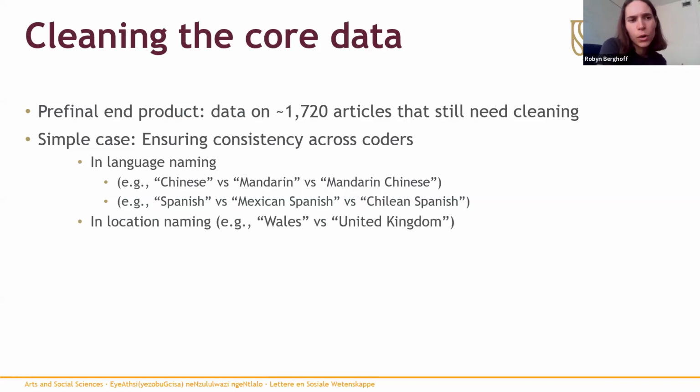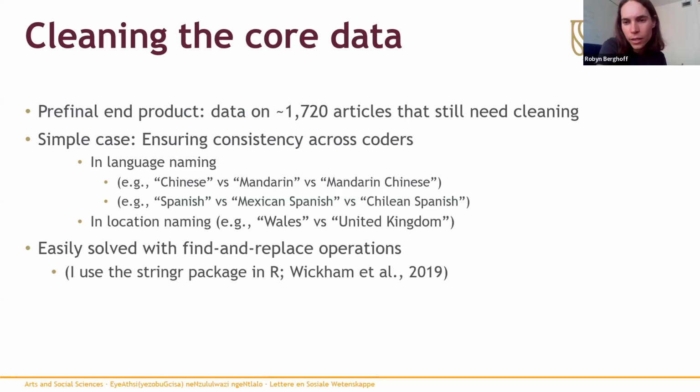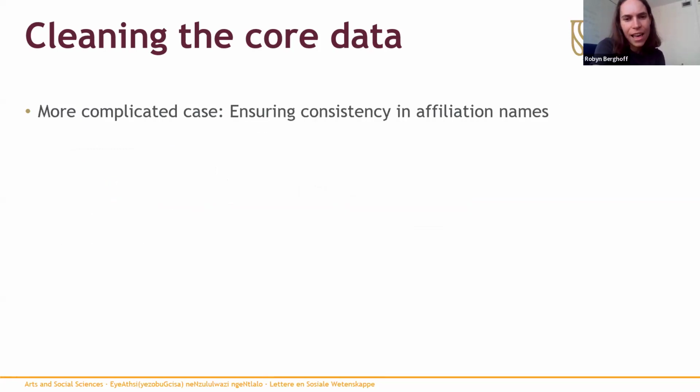Relatedly, in location naming, we would look for consistency in things like using the United Kingdom label for all of England and Wales and whichever of the Irelands is in the United Kingdom, right? That needs to be consistent as well. So this is a simple case, right? You can easily solve these inconsistencies by identifying them with your eye and then using find and replace operations to replace the undesired label with the desired label. So I do this in R, usually using the stringr package. Very simple to do.